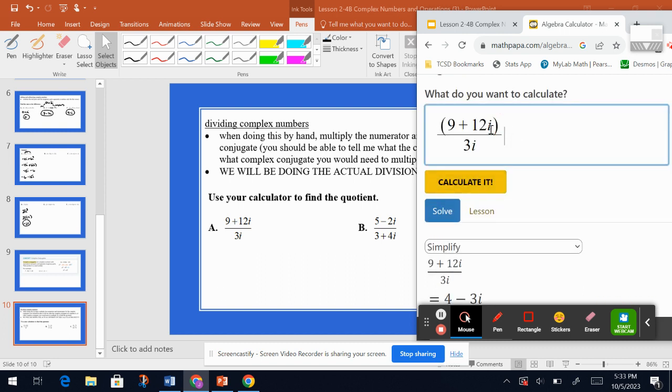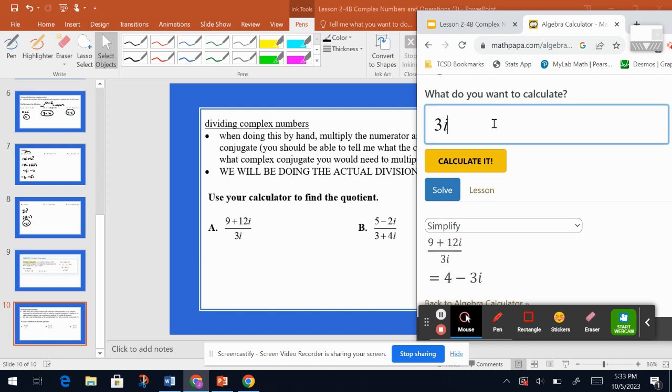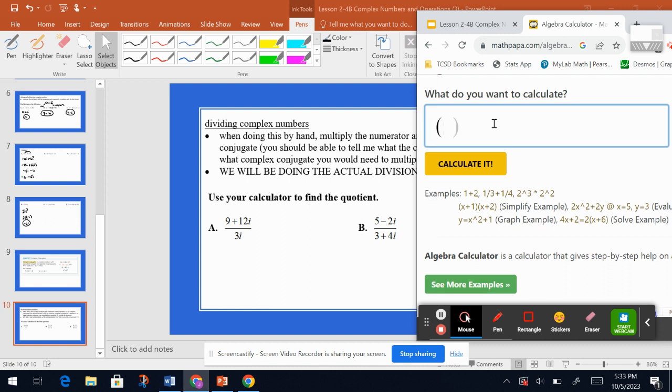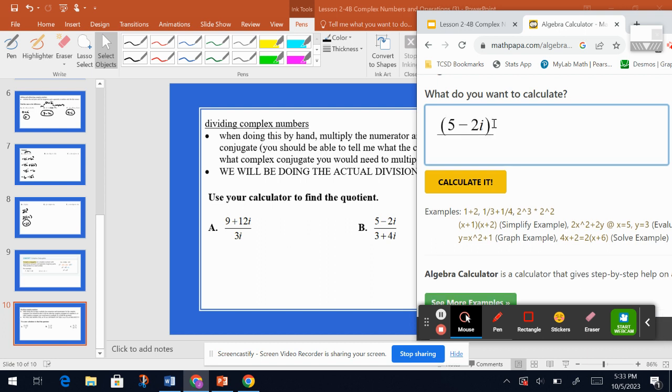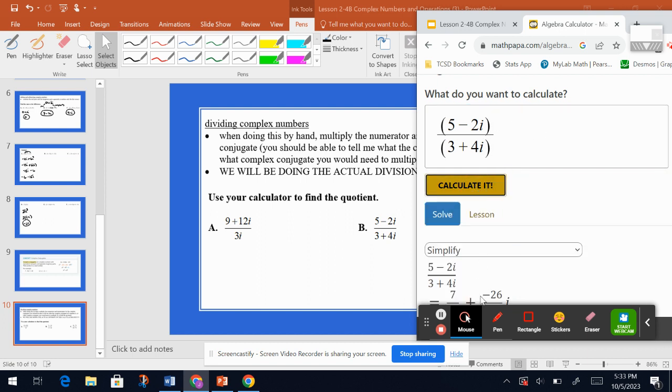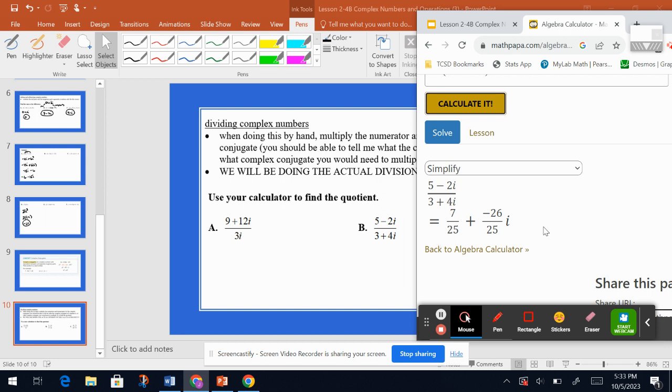Let's make sure we can do another one. The second example here is 5 minus 2i. I would always use parentheses, because that's how complex numbers are written. I would use those parentheses, hit divided by, and 3 plus 4i in parentheses. If you don't use parentheses, sometimes the order of operations gets messed up, so I would just always put it in parentheses. I do expect you to put the reduced form fraction, 7 over 25 plus negative 26 over 25i. That's what you would type in as the answer for your homework.